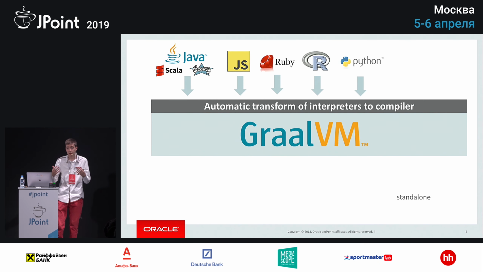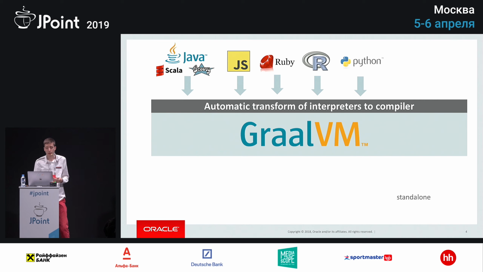So GraalVM, generally speaking, is a polyglot virtual machine. It can run many languages. It can run all of your favorite Java and JVM-based languages like Java, Scala, Groovy, Kotlin. It can run, but in contrast to the normal JVM, it can also run other languages. It can run JavaScript. It can run Ruby, R, or Python.